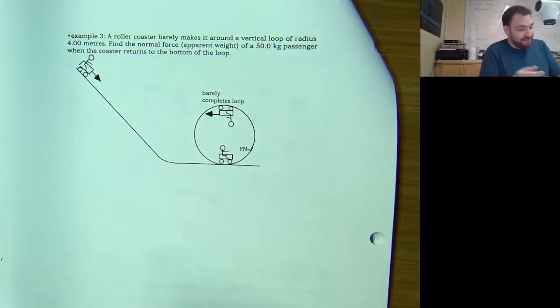Zach, you've said it a couple times now. Where do you want me to start? Why? Do something. Okay, so work energy equation. What portion of the problem is going to deal with work energy?